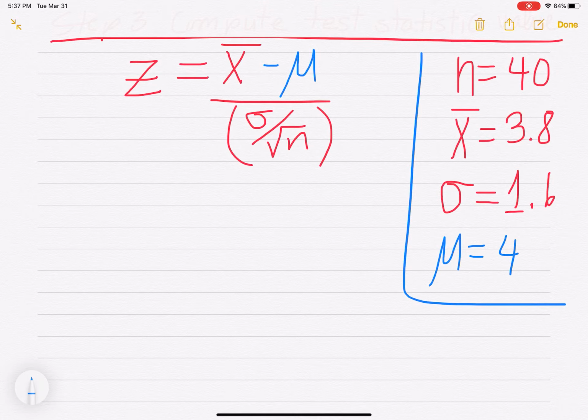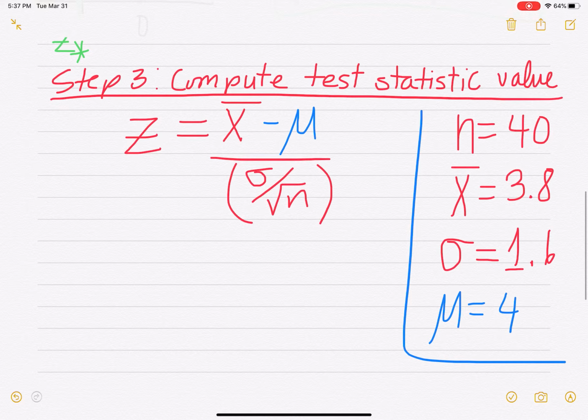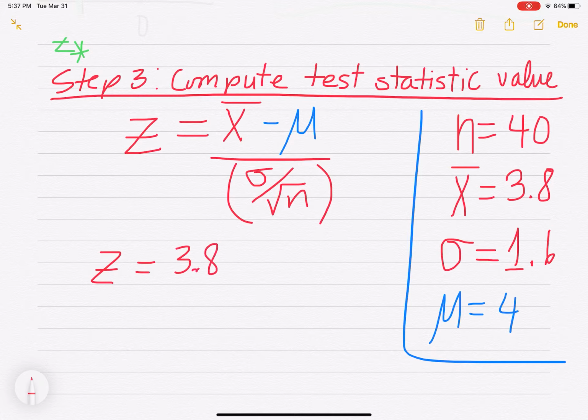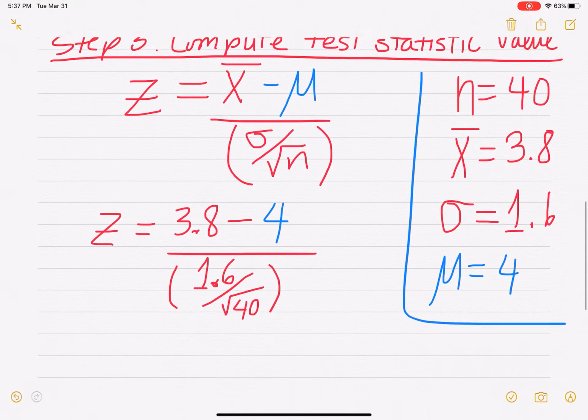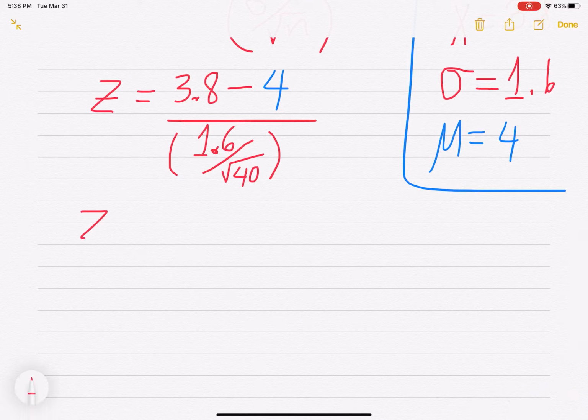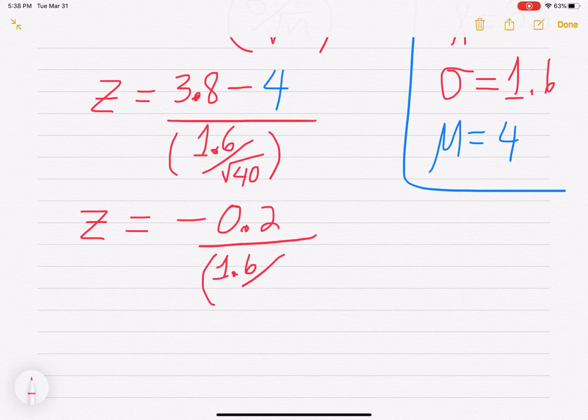And then we plug these different numbers into our formula, and we're going to compute the test statistic value. All right, so here goes. We've got z equals 3.8 minus 4, right? 4 is the population mean, divided by parentheses. Make sure you use parentheses. 1.6 over the square root of 40. All right, so I'm going to calculate this z-score. This z-score is representing my sample information, my sample evidence. On top I've got 3.8 minus 4, which is minus 0.2. And on the bottom I'm going to get 1.6 divided by the square root of 40. So when you put this in your calculator, make sure you use parentheses here.